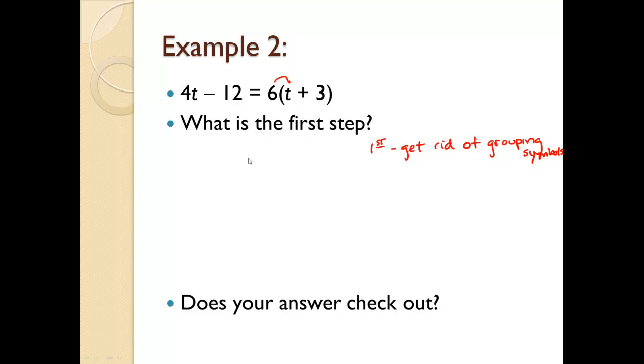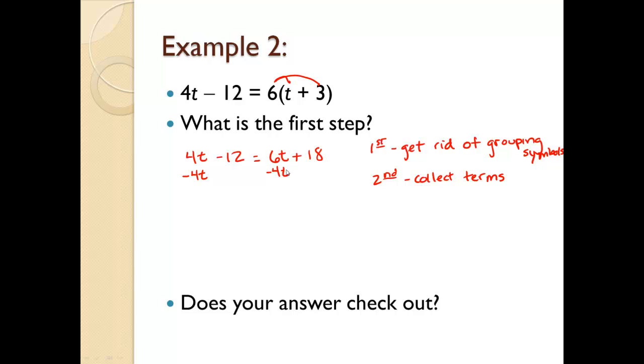So 6 times t is 6t. 6 times 3 is 18. And then we keep the 4t minus 12 on this side. Next, again, collect like terms on either side. So the first thing you want to do, I would move my 6t over to the, and you know what? Let's move the 4t over this side, to the right side this time, and put our variables on the right. So we'll subtract 4t from both sides.